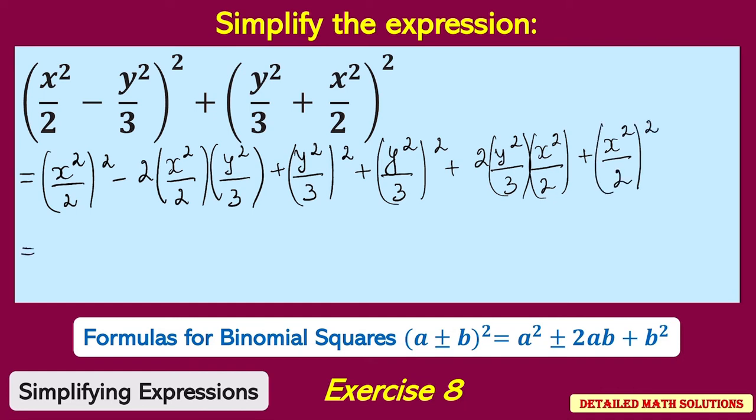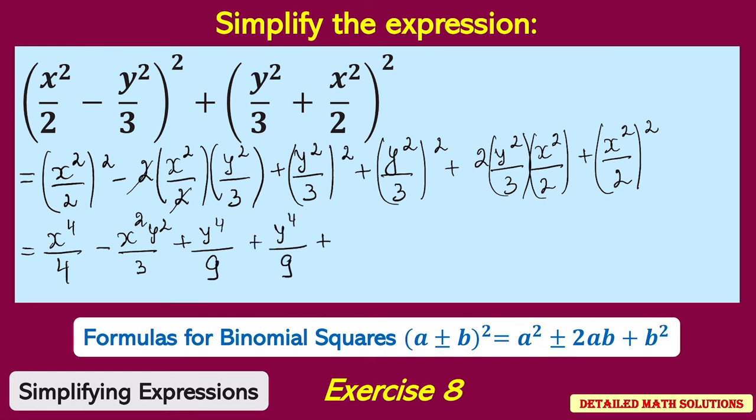When I simplify further, I get x to the 4th power over 4, 2 and 2 can be reduced, − x²y²/3, + y to the 4th power over 9, + y to the 4th power over 9, + again I can reduce 2 and 2, I get x²y²/3, + x to the 4th power over 4.